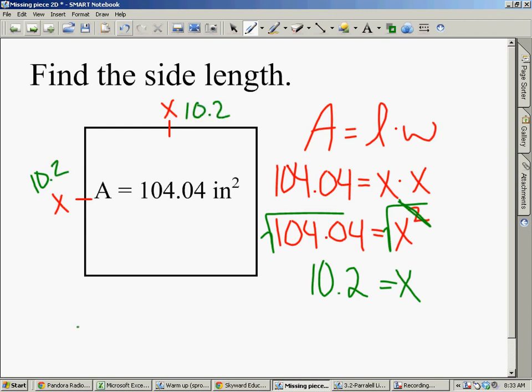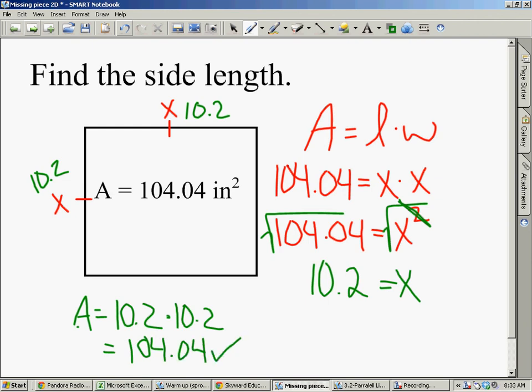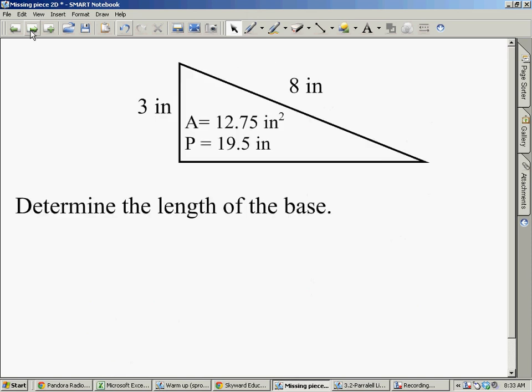So I'm thinking that my side length is 10.2 because that's what the value of x is. To check to make sure, I know that the area should equal the length, 10.2, times the width, 10.2, and that gives me 104.04. So that checks out. Okay. Let's look at another one. Last one we'll do together.